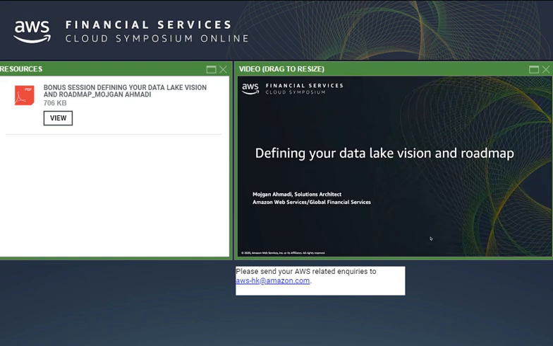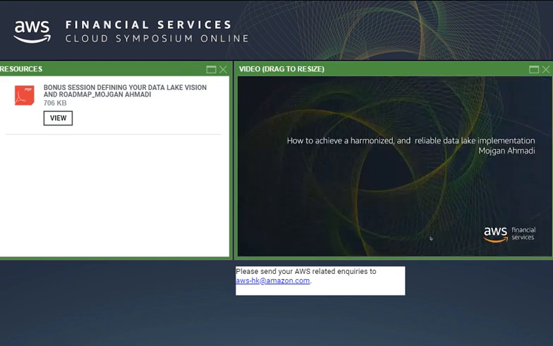In today's session, we're gonna go through how to define your data lake vision and roadmap and how to use that to achieve a harmonized and reliable data lake implementation.